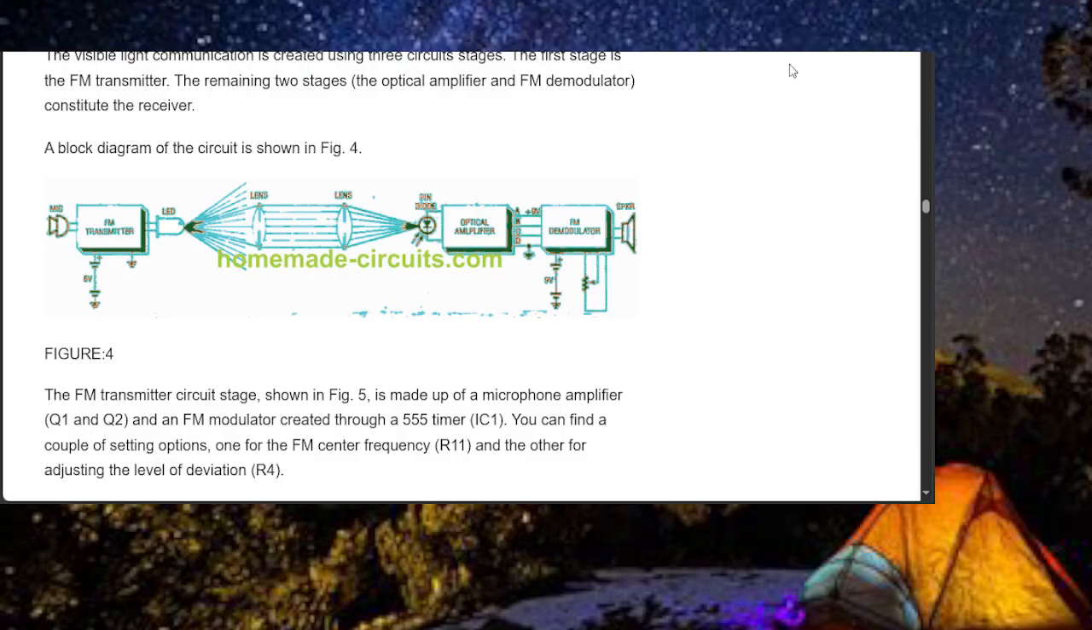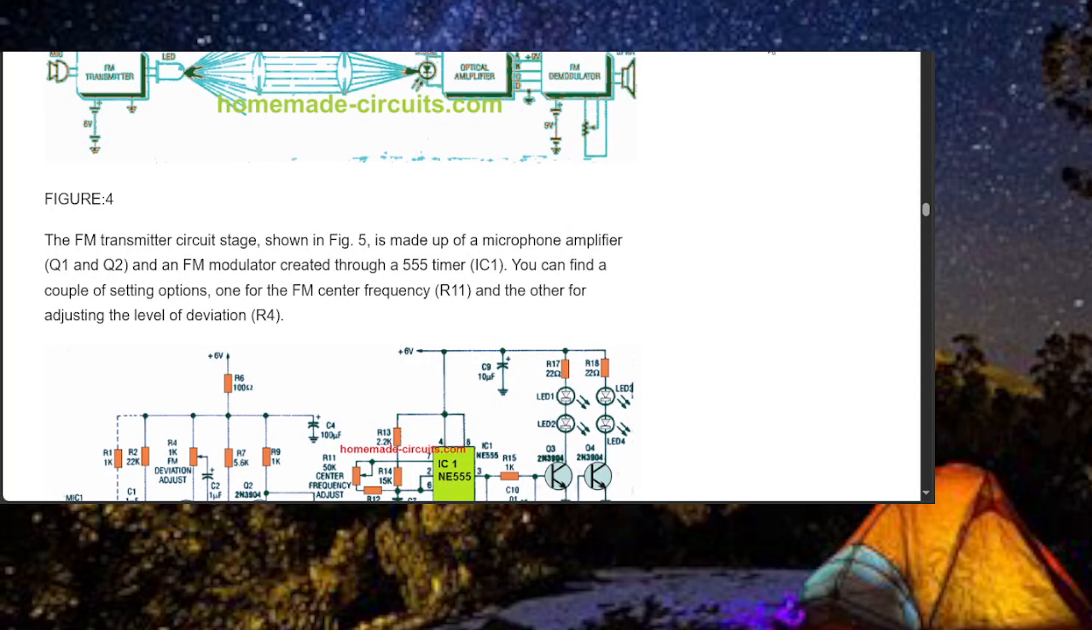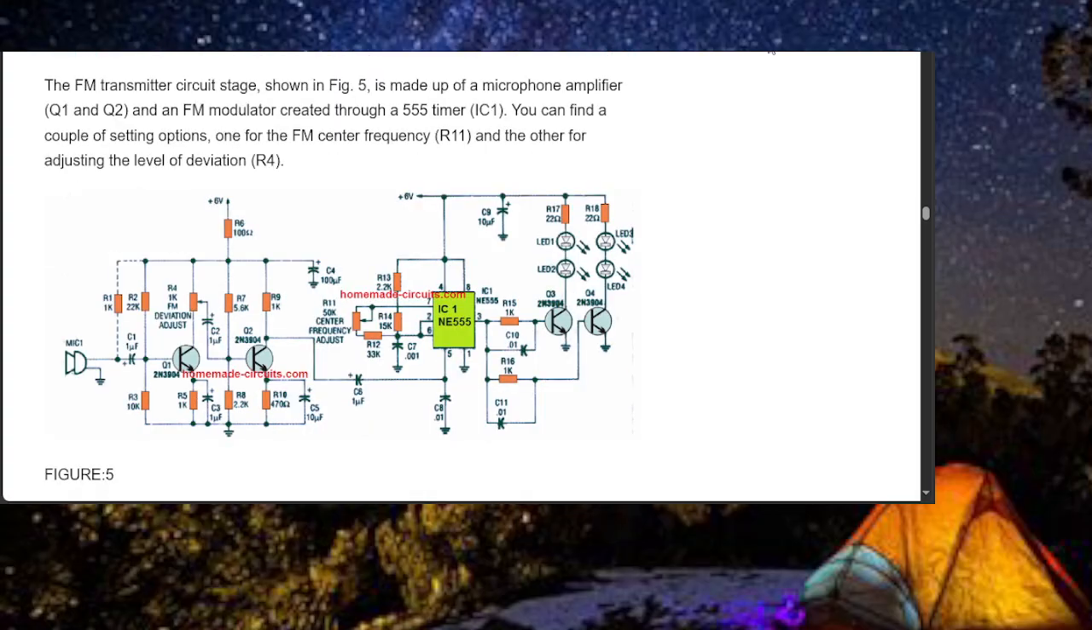Visible light communication is created using 3 circuit stages. The first stage is the FM transmitter, frequency modulation. The remaining 2 stages, the optical amp and FM demodulator, make up the receiver. My LEDs are going to be right next to each other, so we don't need to do that. An FM modulator is created to a, oh boy.